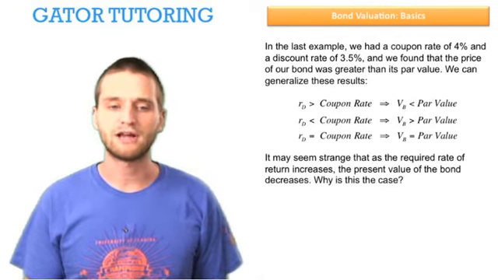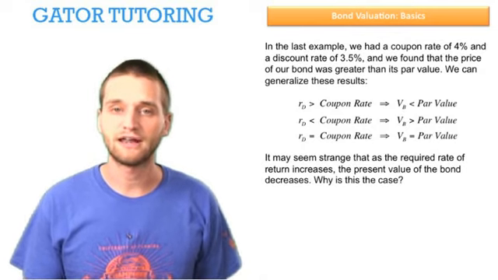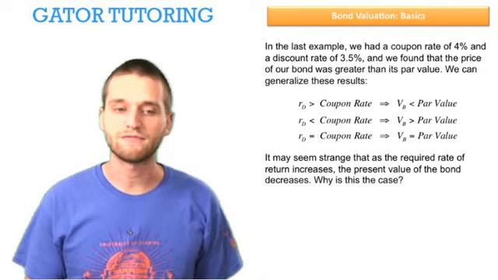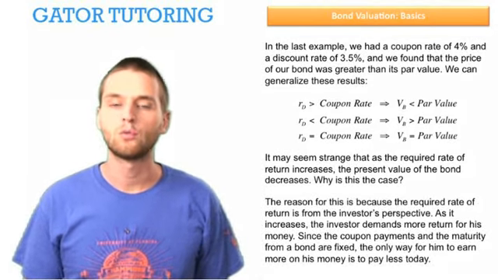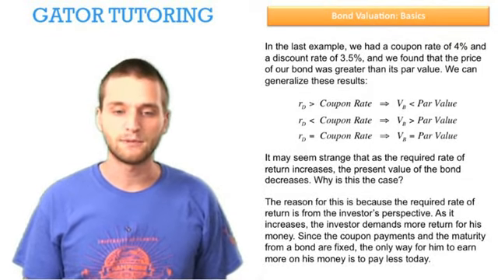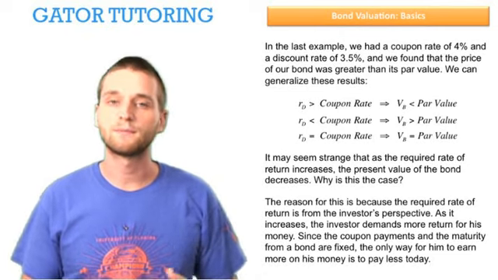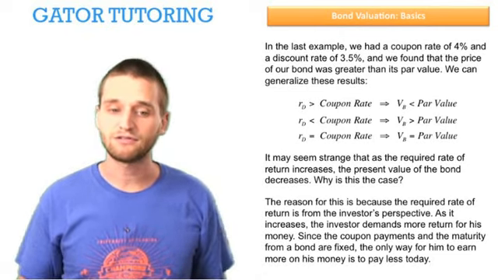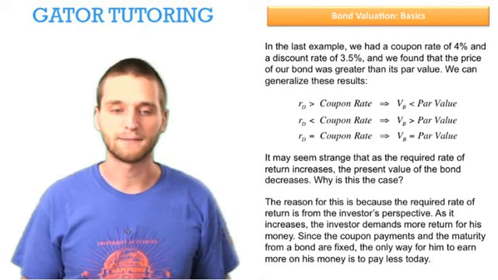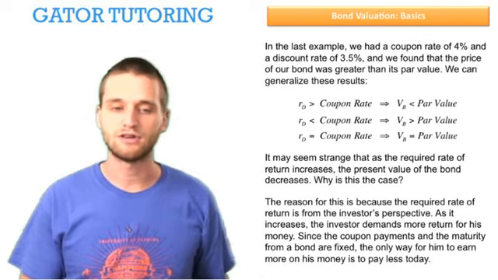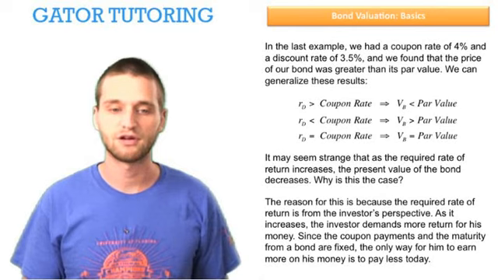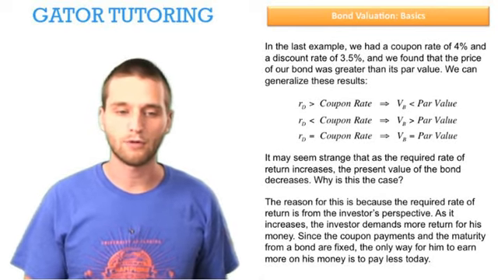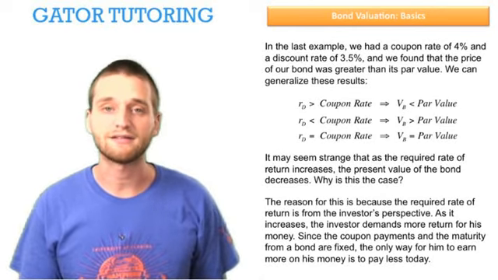Now, it may seem strange that as the required rate of return increases, the present value of the bond decreases. So why is this the case? Well, the reason for this is because the required rate of return is from the investor's perspective. As it increases, the investor demands more return for his money. Since the coupon payments and the maturity payment from a bond are fixed, the only way for him to earn more on his money is to pay less today.